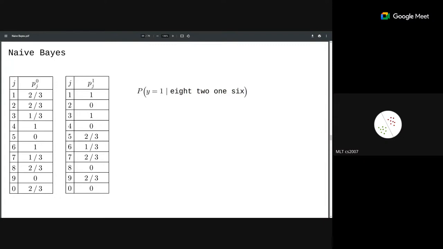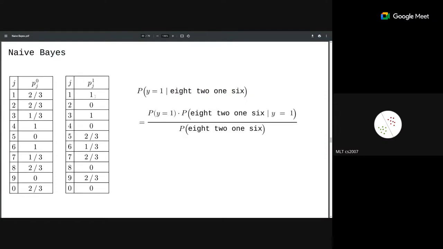What formula will you use? Base. Correct, right? You'll use the base rule. So that is where the base comes, right? So you'll use the base rule. P of y equal to 1 into P of example given y, divided by P of example on the data. Okay, data point. All right, so I hope this is clear to all of you.